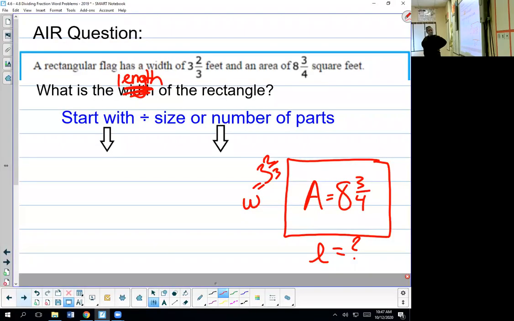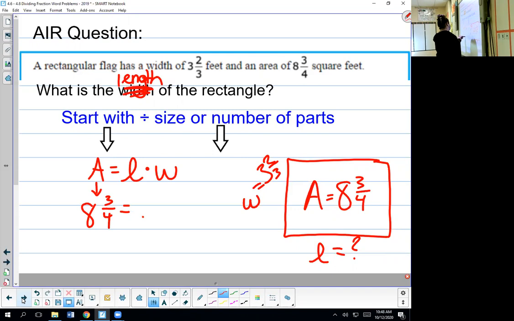All right, so what's the length? What's the area formula again? How do we find the area of a rectangle or a square? Length times width. Okay, so look, if area is length times width, right? And I know the area is this number. I don't know this, but I know this. Wouldn't it make sense that you're dividing?